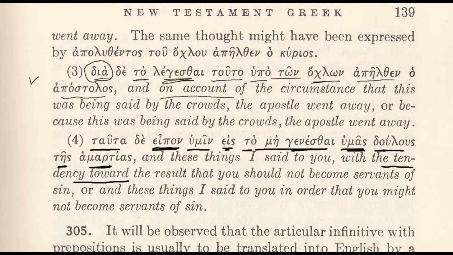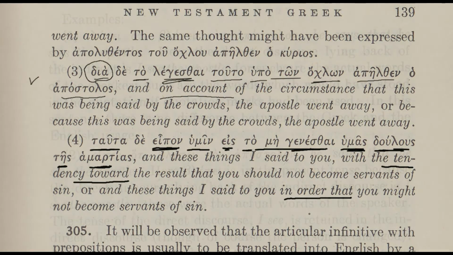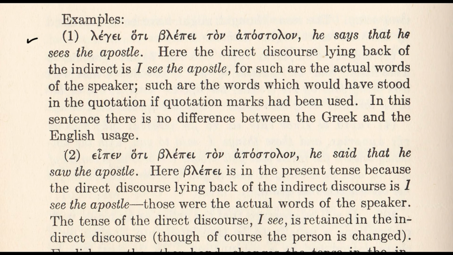Normally, genesthai, of course, takes, you recall, the nominative. But when you're using it in the infinitive, then the doulous is going to stay in the accusative as well. So that's the reason we find it in this form here. So I said these things to you to the effect that you would not become slaves of sin, or for the purpose, or for the intent, or for the effect, or to the effect that you would not become slaves of sin. The final set of examples provided by Machen are really intended to explain the use of indirect discourse.